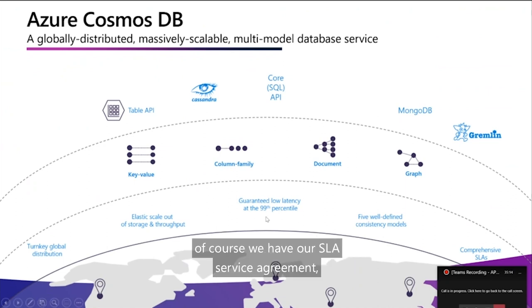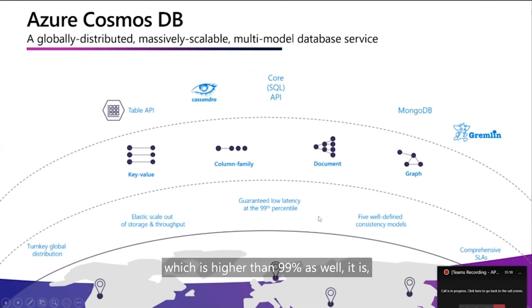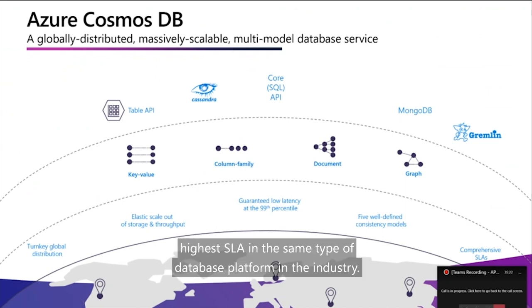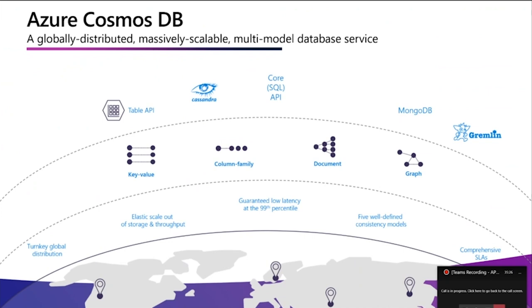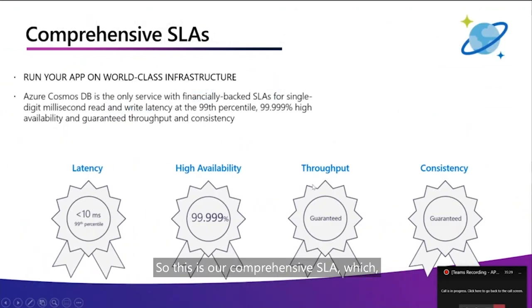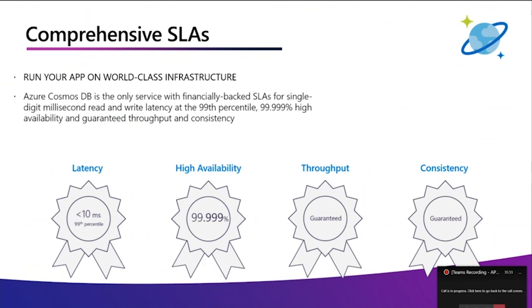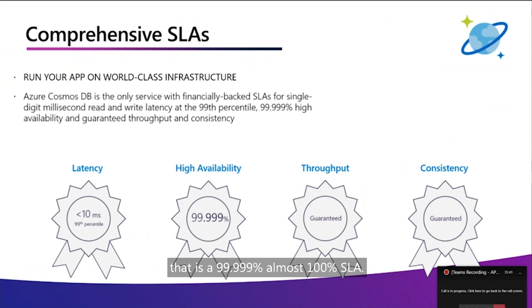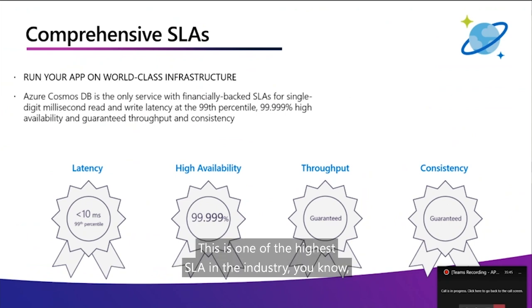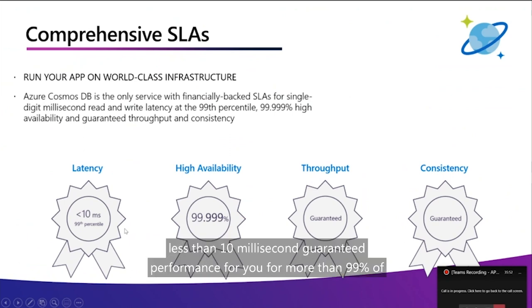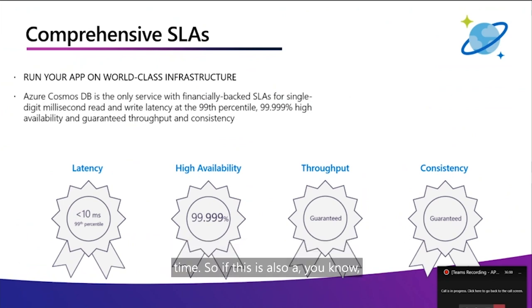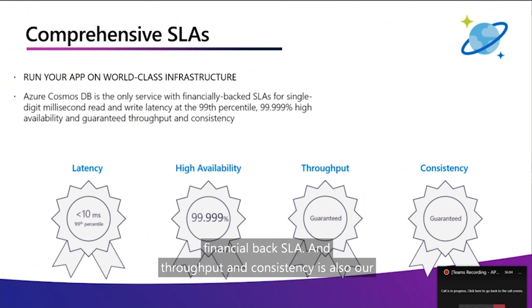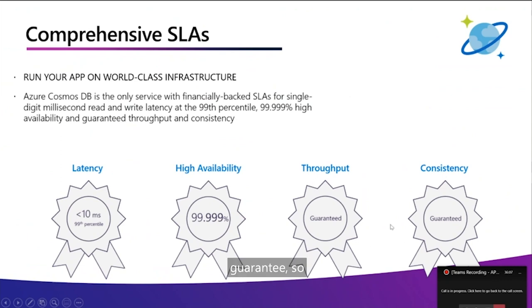And of course, we have our SLA, service level agreement, which is higher than 99% as well. This is one of the highest SLAs for the same type of database platform in the industry. So this is our comprehensive SLA, which is our commitment actually. As you can see, we are offering five nines. That is 99.999%. Almost 100% SLA. This is one of the highest SLAs in the industry for the same kind of database platform. And from the latency perspective, we are also offering guaranteed performance of less than 10 milliseconds for you for more than 99% of the time. So this is also in our financially backed SLA agreement as well.